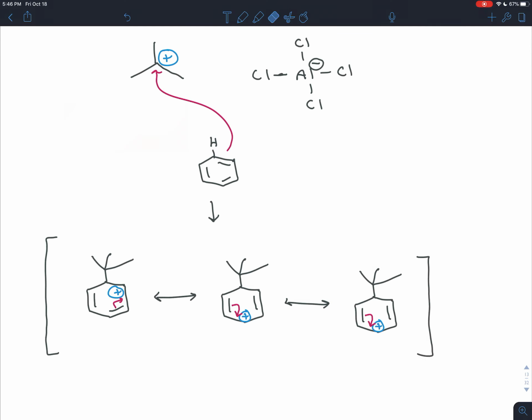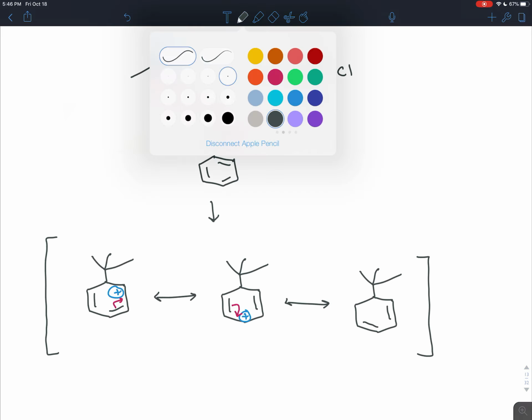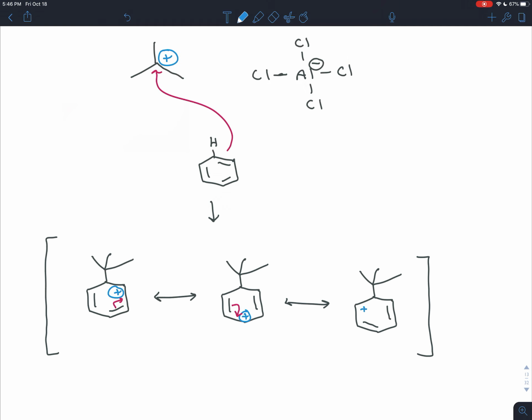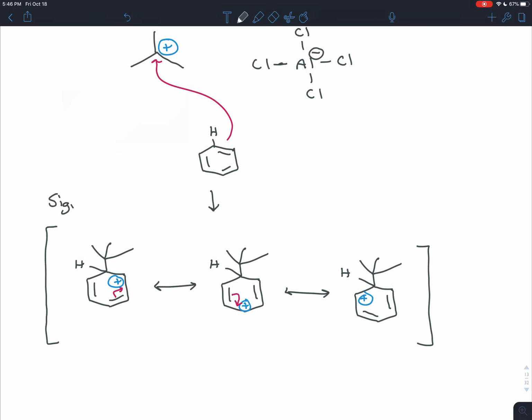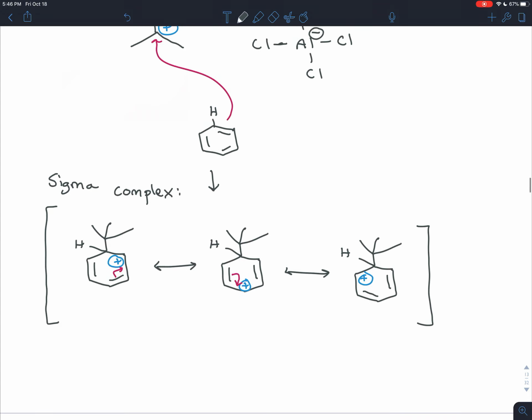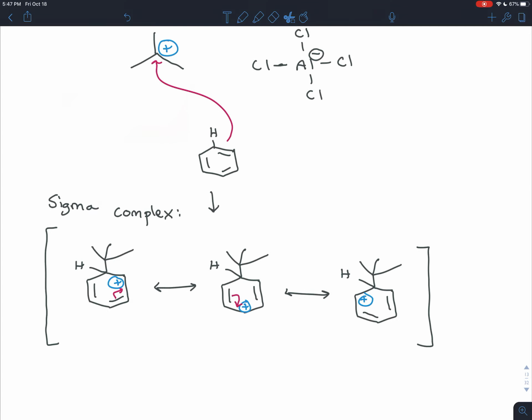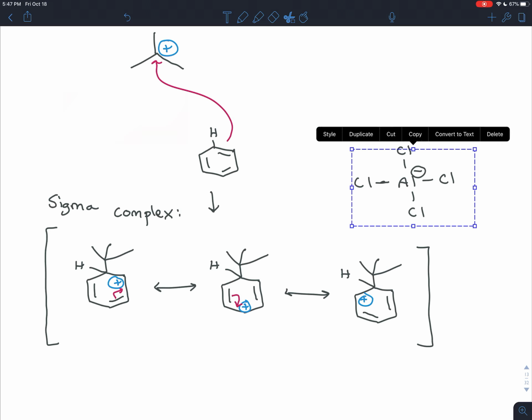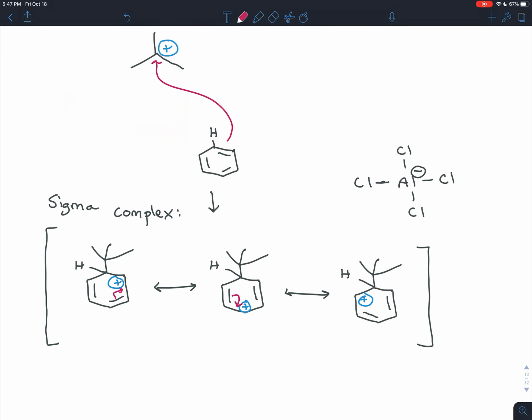Those are our three. All right. When that moves towards it, it neutralizes the positive charge there, but now you have a positive charge here. And let's not forget this hydrogen that was there this whole time. And so this is our resonance stabilized sigma complex. And that resonance helps to stabilize that intermediate, but that intermediate is still relatively unstable because it destroyed the aromaticity.